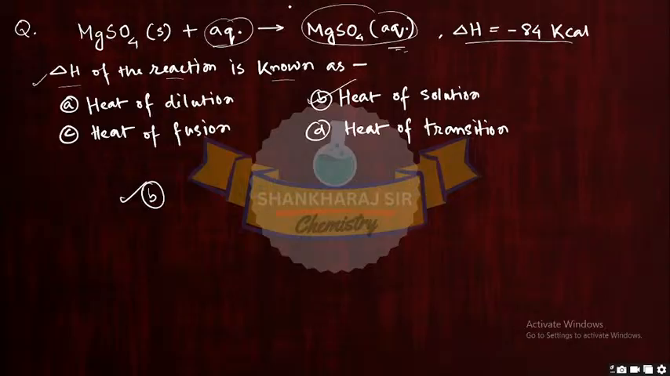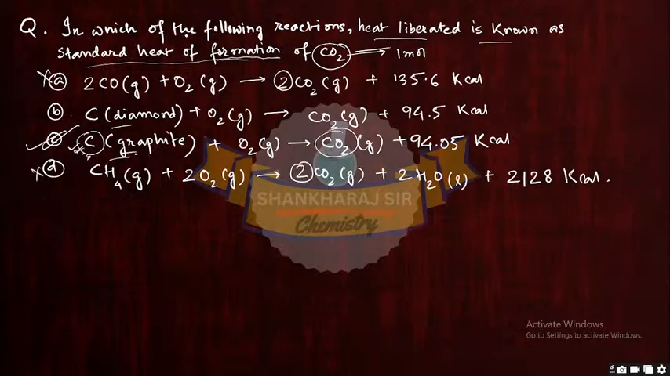Here there is a reaction of magnesium sulfate plus water. Magnesium sulfate and water give a solution of magnesium sulfate, and delta H is given. The question is, delta H of the reaction is known as? It is the heat of solution, because it is making a solution with water. Similarly, next we did this question: in which of the following reactions is the heat liberated known as the standard heat of formation of CO2? For standard heat of formation, there should always be 1 mole of the product formed.